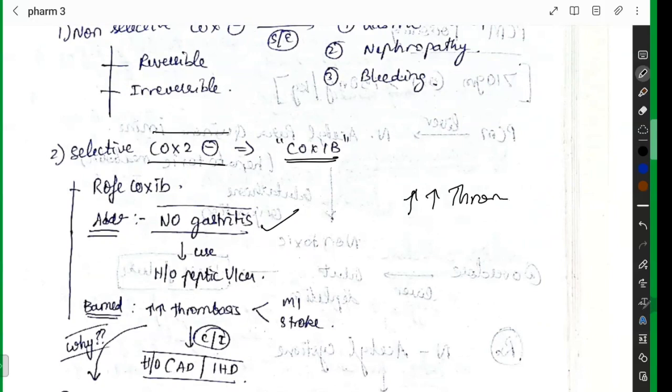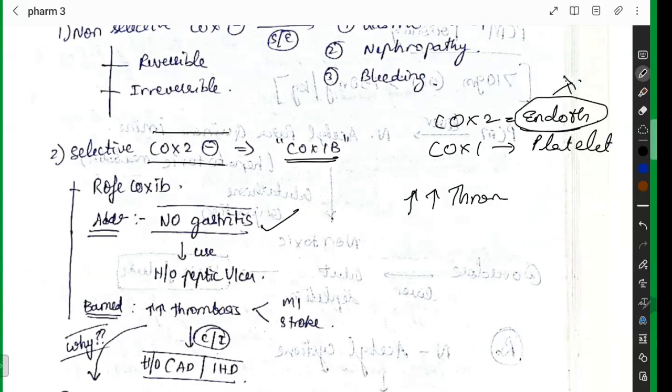Why is there an increase in thrombosis? I'll tell you. COX-2 is present in the endothelium, and COX-1 is present in the platelets. Now what happens? The COX-2 in your endothelium is inhibited. Because of the endothelial inhibition of COX-2, your platelets start to aggregate in the endothelium. Because of this, there is thrombosis.